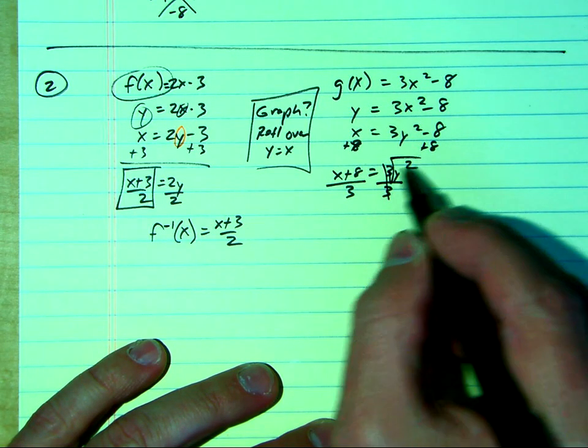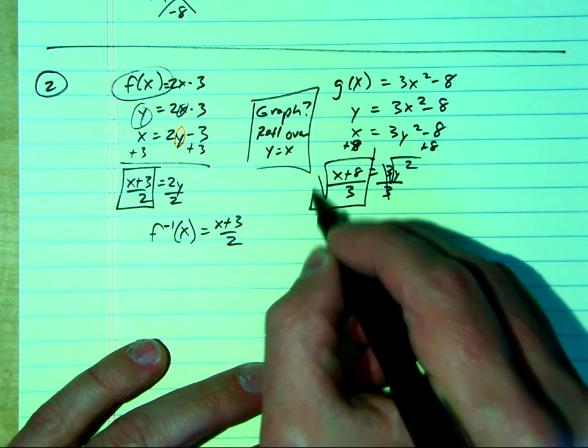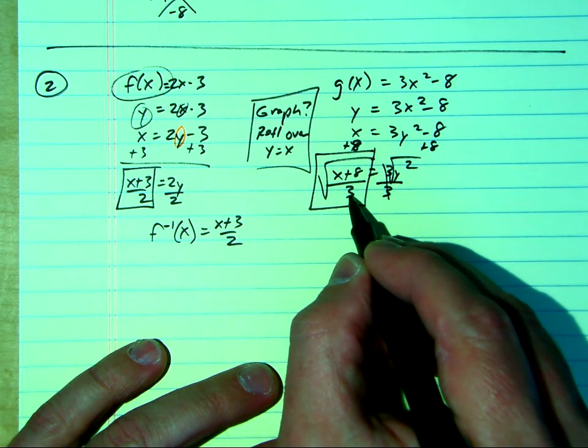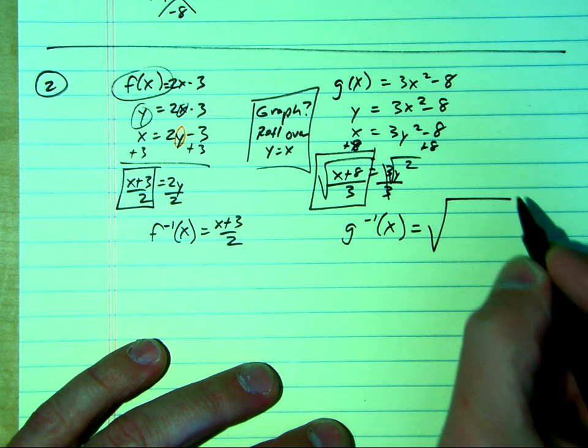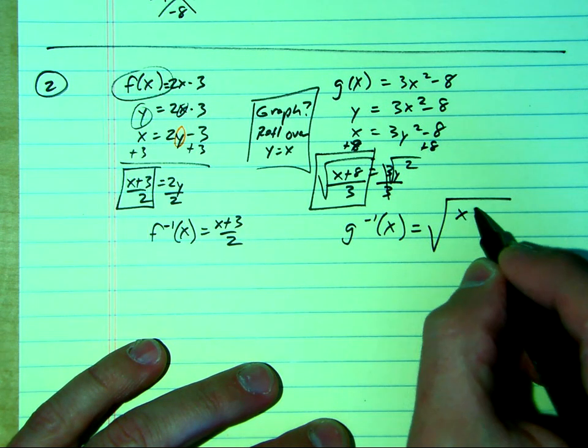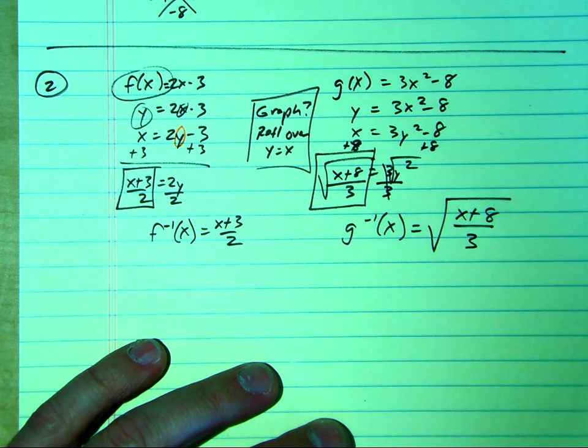So I'm going to take the square root of that, and the square root of that is the whole thing with the fraction underneath on the bottom too. So g inverse is the square root of, make sure you make it a big square root and put the entire thing inside the radical symbol. And those are the answers. Any questions?